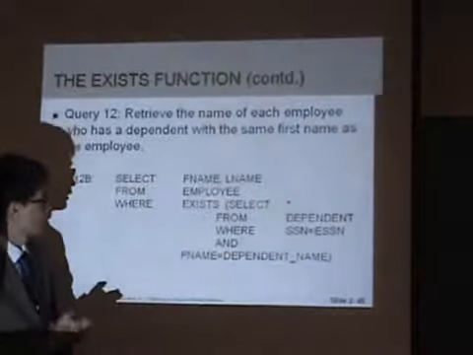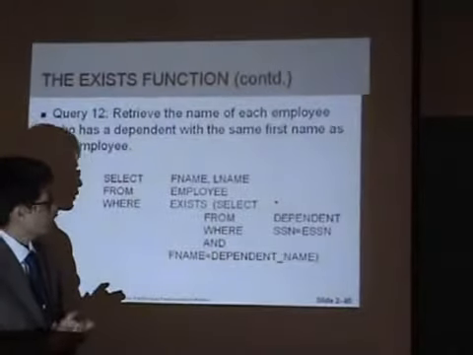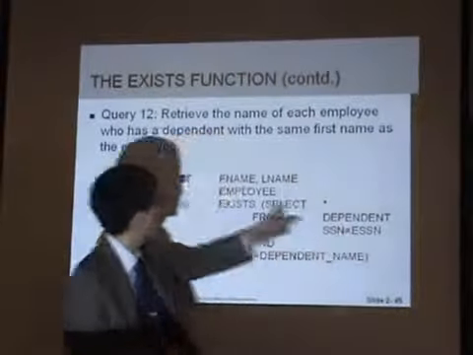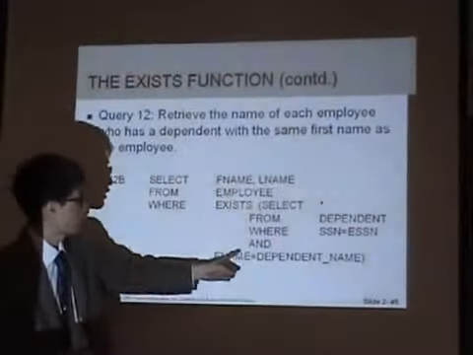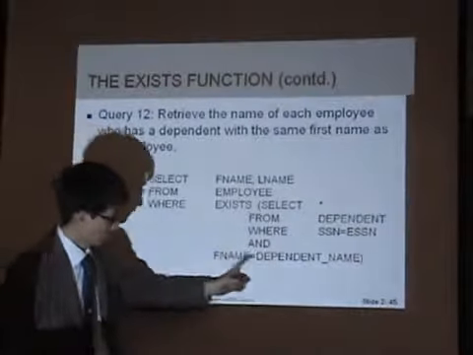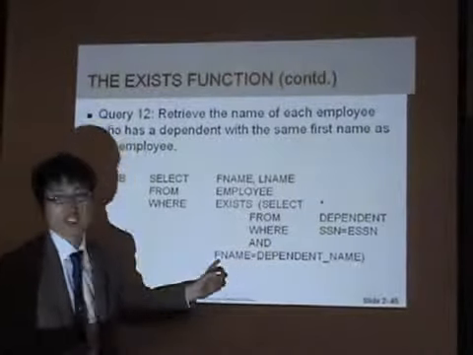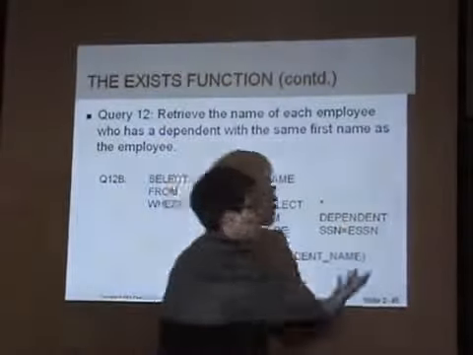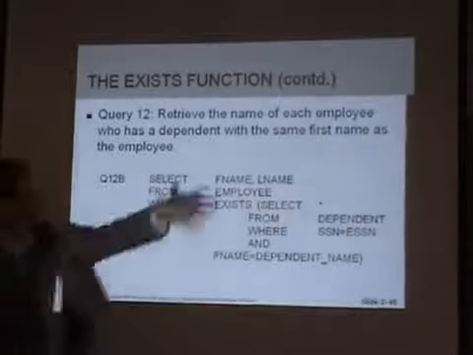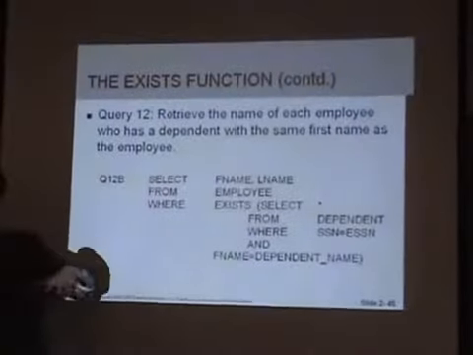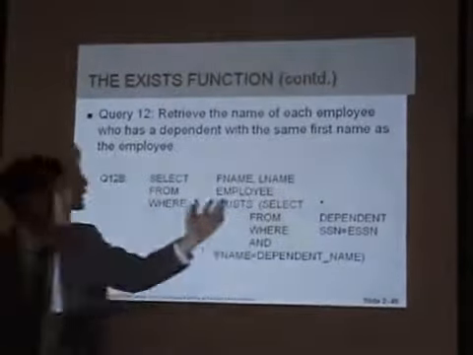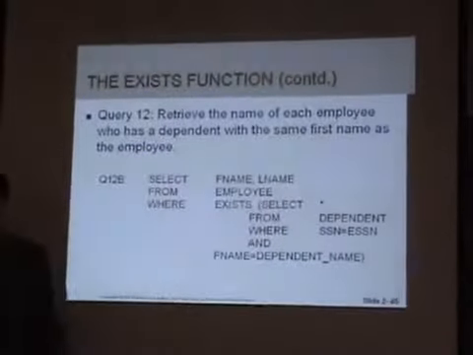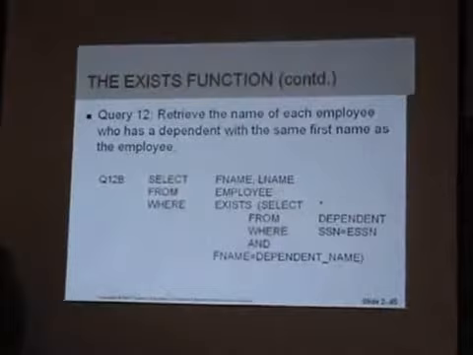Select from dependent where SSN is the same as ESSN, the employee's SSN, and the first name is the same as the dependent name. If there exists such a dependent, we can return first name and last name. How can we check whether it exists or not? For existence of a nested query, we can use the exists function.